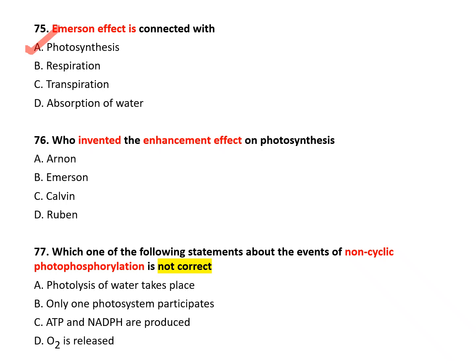The next question, number 76. Who discovered the enhancement effect in photosynthesis? Option A Arnon, option B Emerson, option C Calvin, option D Rubin. The correct answer is option B, Emerson.